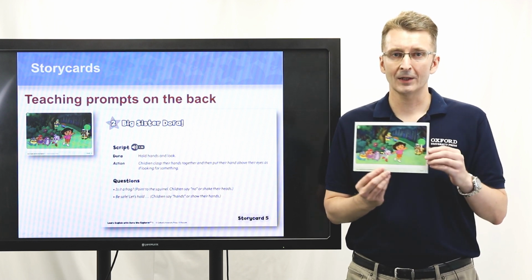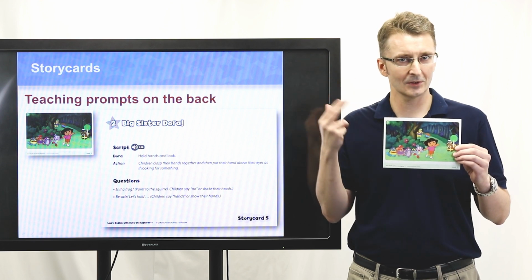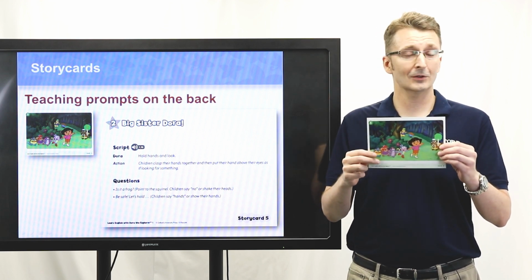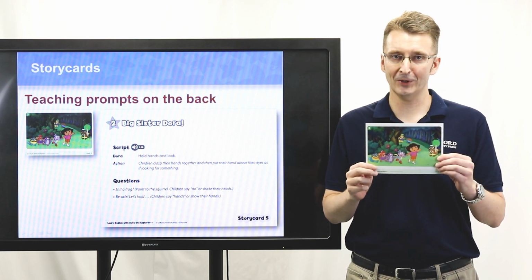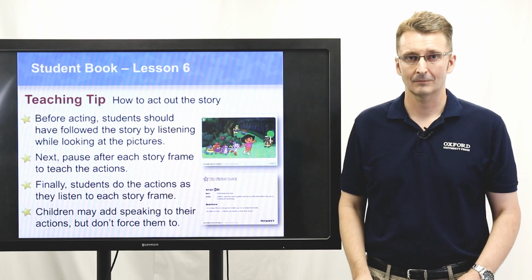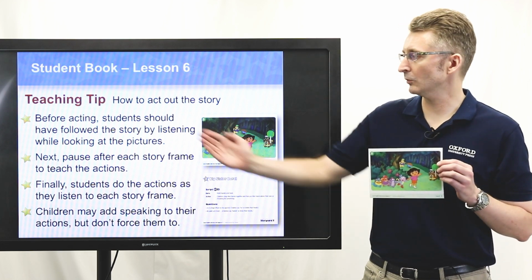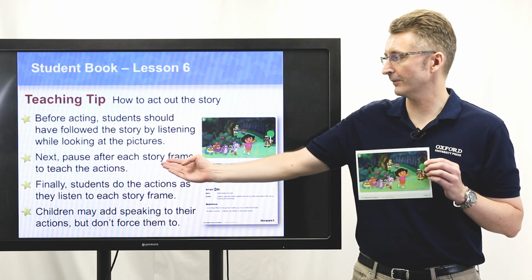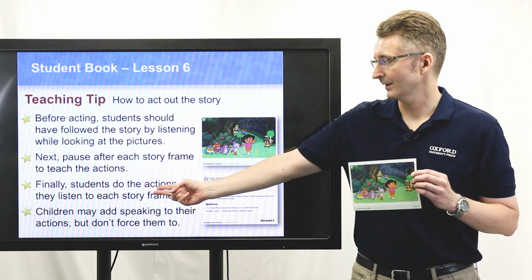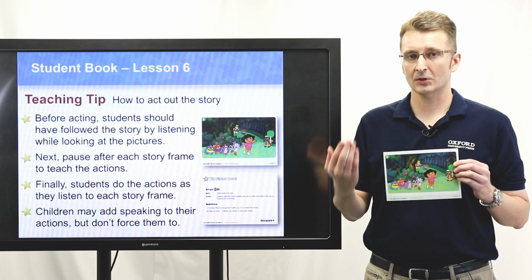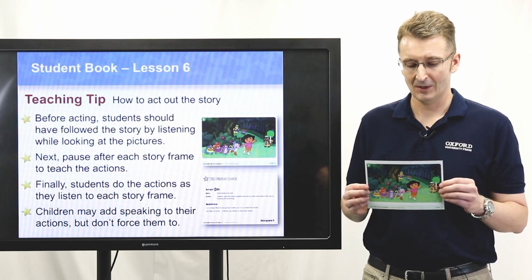So this way, the students will all focus on you, the teacher, as they listen to the story audio, and you don't have to remember anything at all. It's all written down here for you. So the Classroom Presentation Tool and the story cards will really help you to pause after each story frame to teach the actions. Finally, students will do the actions as they listen to the story audio again.